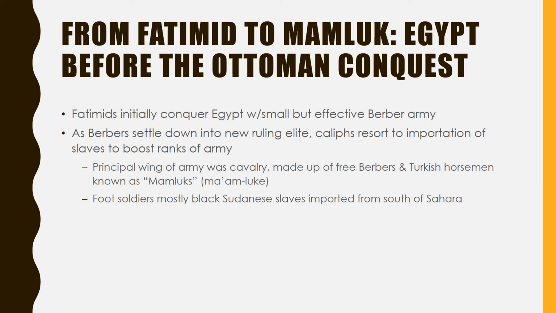The foot soldiers, i.e. the people not on horseback, were mainly made up of black Sudanese slaves imported from south of the Sahara Desert. And so the Fatimids' army is not ethnically the same as them. So they're almost like mercenary soldiers, like soldiers for hire, right? And so that's going to be significant when we talk about the loyalty of the army to the Fatimids.